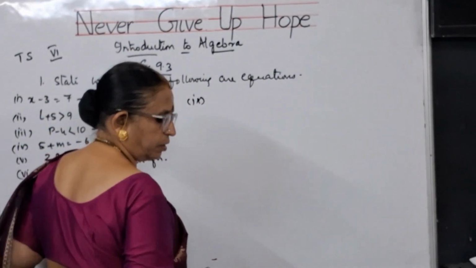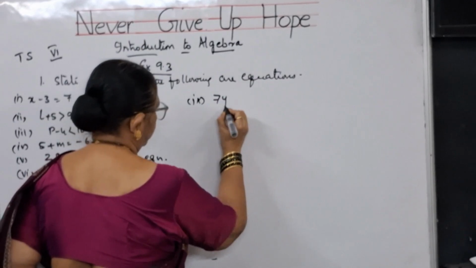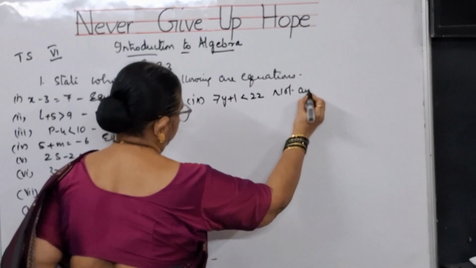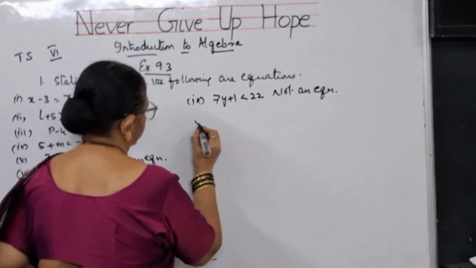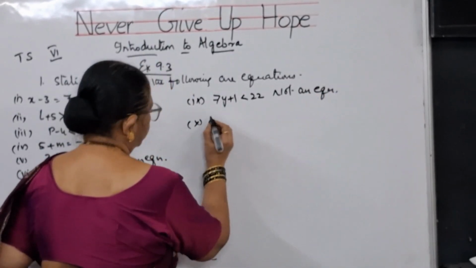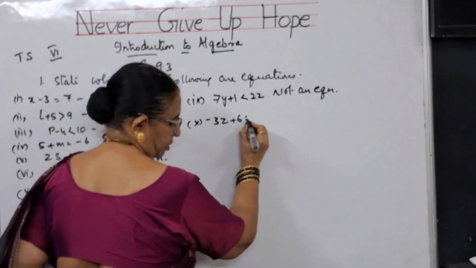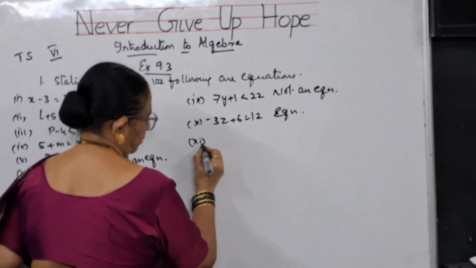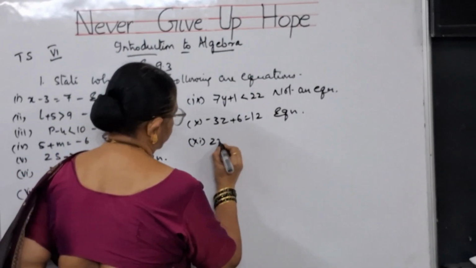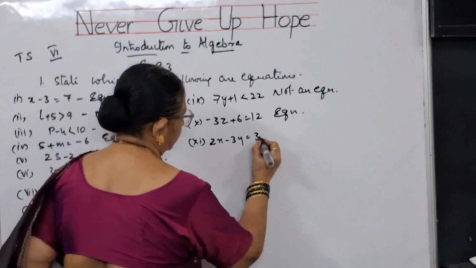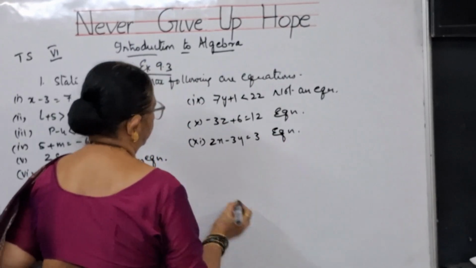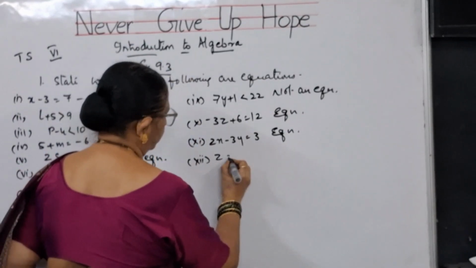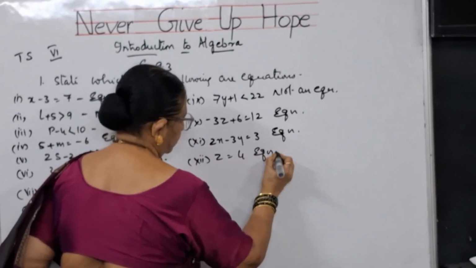Ninth one, 7y plus 1 is less than 22. This is not an equation. Tenth one, minus 3z plus 6 is equal to 12. It is an equation because there is an equality sign between them. 11th, 2x minus 3y is equal to 3. This is also an equation. 12th one, z is equal to 4. This is also an equation.